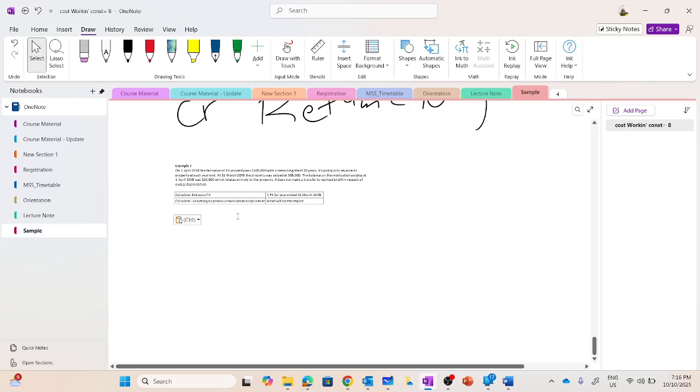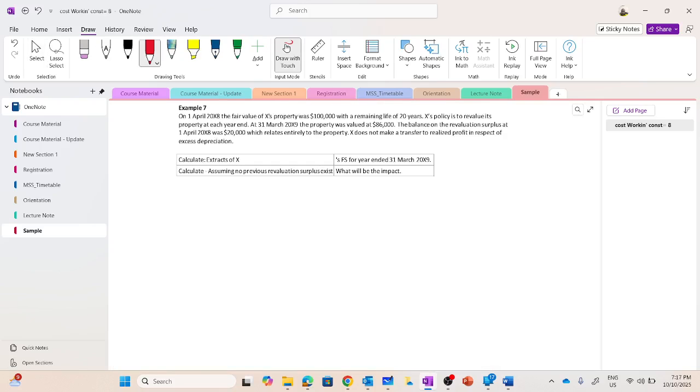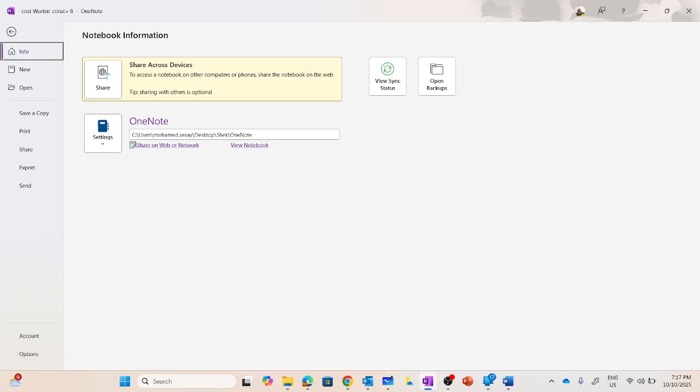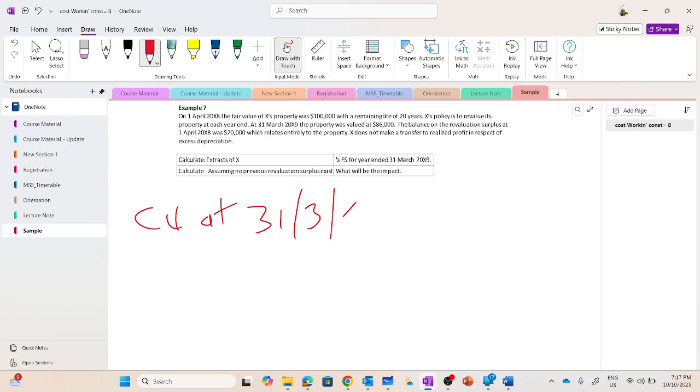So firstly, we need to calculate the carrying value before the revaluation. So let's calculate the carrying value at 31st March 20X9.